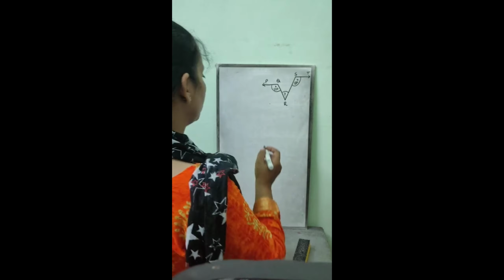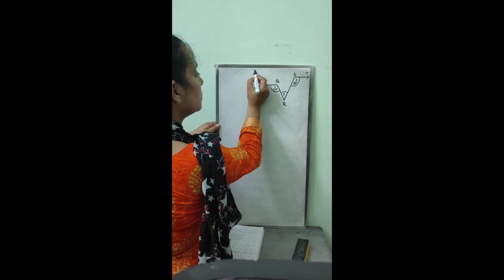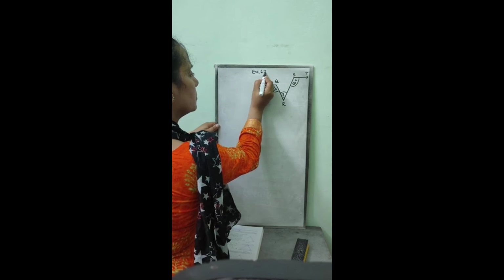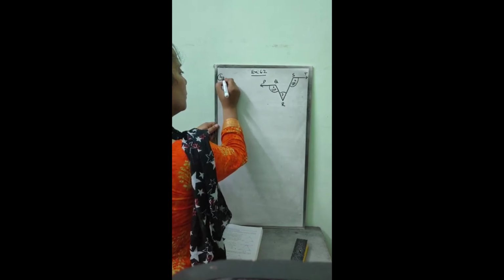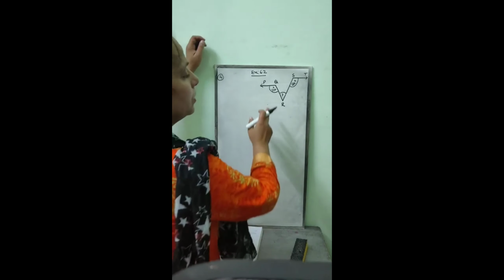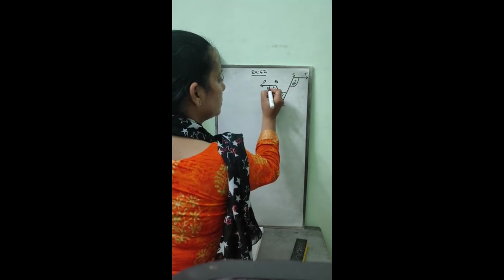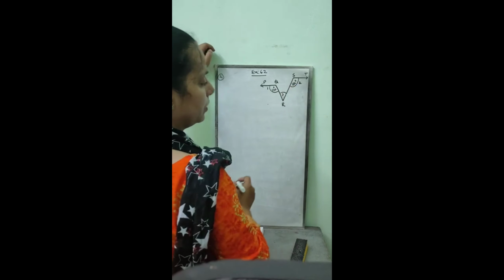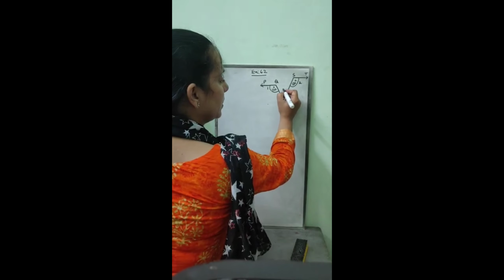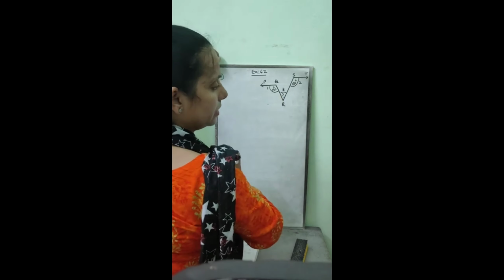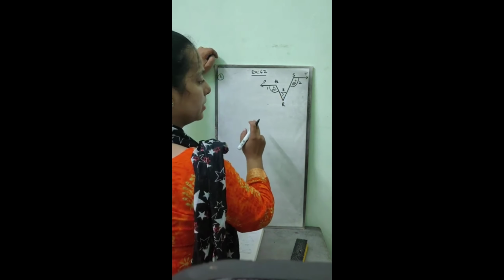Yes, students. Now we are going to start with exercise 6.2, sum number 4. In sum number 4, this angle is 110, this angle is 130. I am labeling these two angles as angle 1 and 2. Question is to find angle 3. This is angle 3. How can you find angle 3?